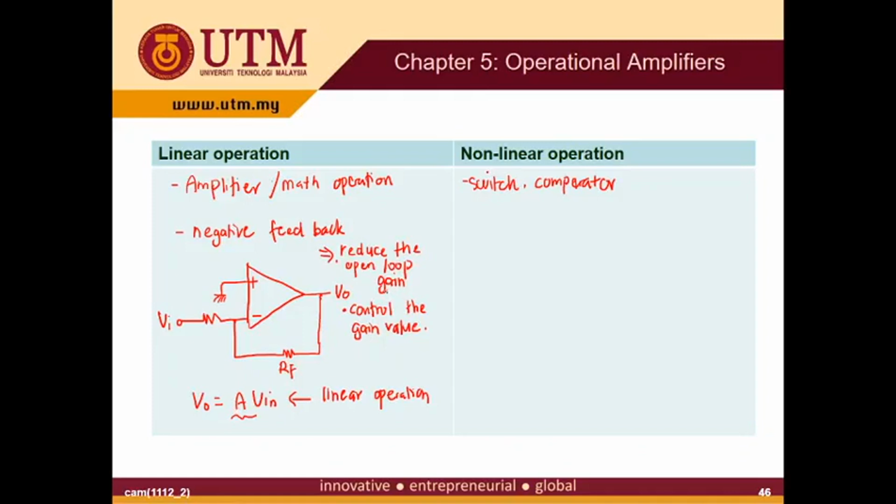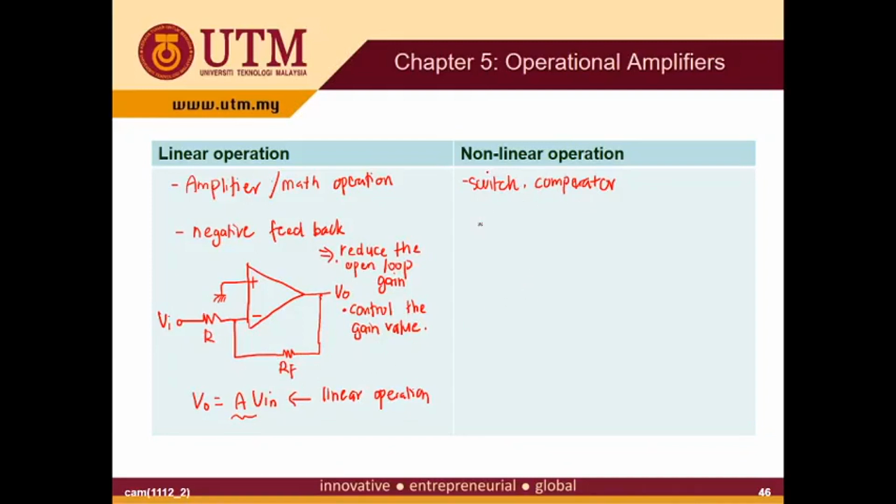It has a moderate value, and the gain can be controlled by changing the value of the resistance in the circuit. So this is the linear operation. Next, we go to the nonlinear operation.